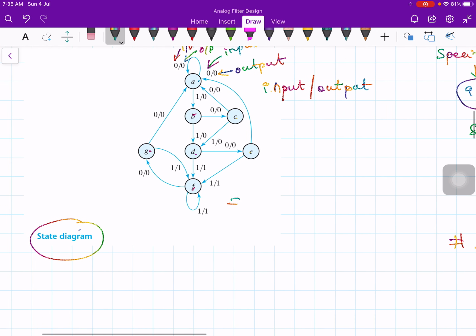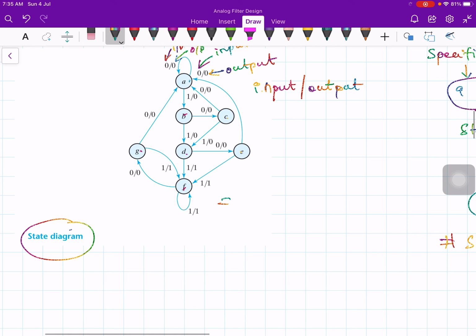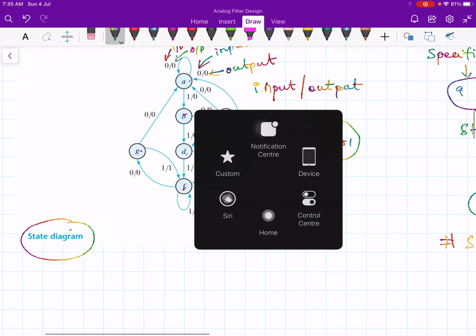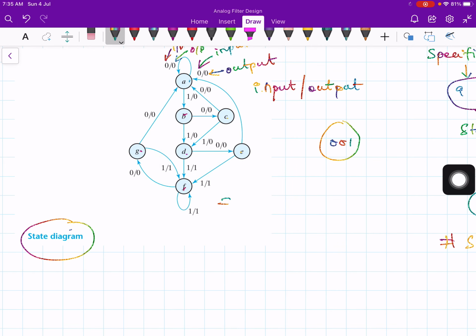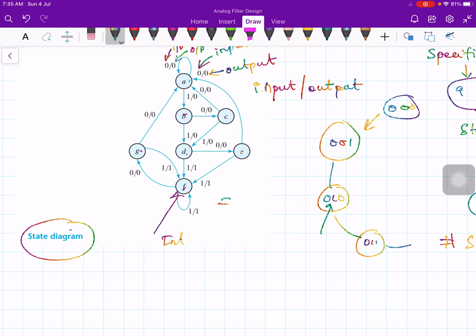The states are marked inside the circles, and we are giving letters to denote the states. Sometimes later on we will study the binary counter. In the binary counter, the states are denoted like this: 0 0 1, then 0 0 0, then 0 1 0, then 0 1 1, and it keeps going. There these internal values are important, but here in our design internal values are not important.